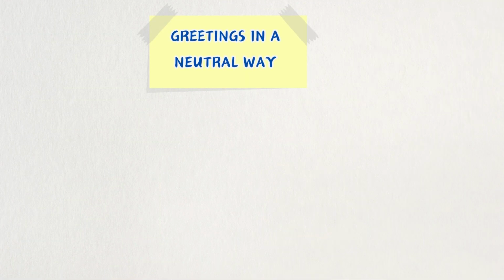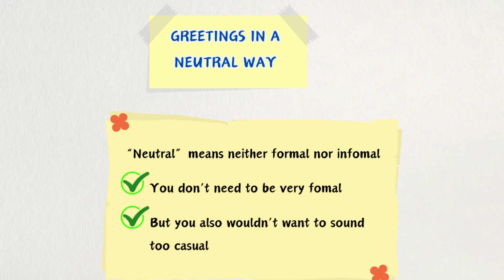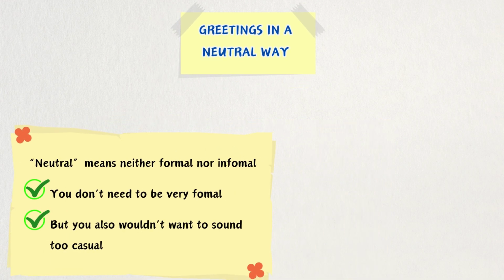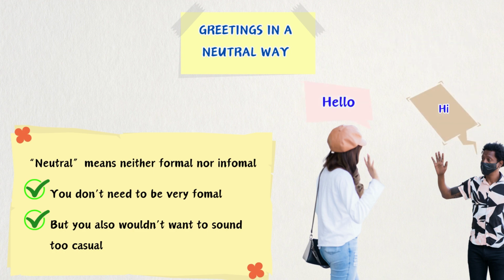Next, let's look at how to handle greetings and introductions in a neutral way. Neutral means neither formal nor informal. You don't need to be very formal, but you also wouldn't want to sound too casual. For example, imagine you're at work and you meet a new colleague. You're the same age and you're in the same department. This is an example of a neutral situation. How do you greet them? Just say, "Hello" or "Hi."